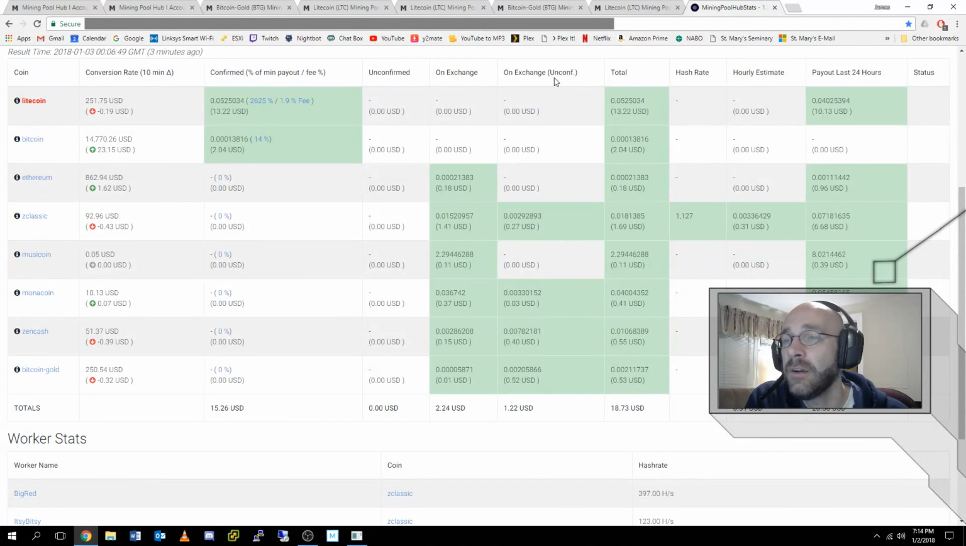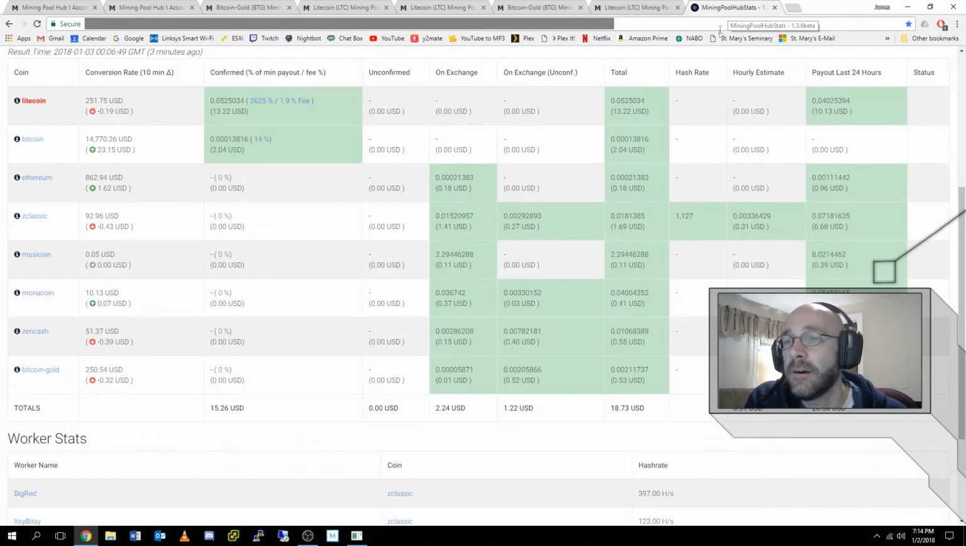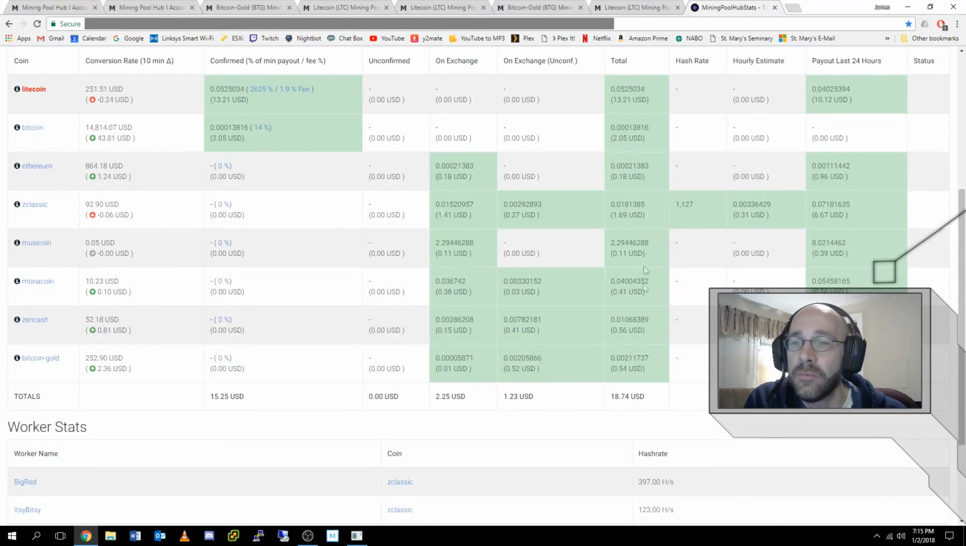On exchange unconfirmed is this one right here. So anything that's in these parentheses is being reflected in that column. We're still waiting for that to go on exchange. And then here's the total amount that has been mined. That just gives you some idea of what it is. This one they don't have on MiningPoolHub, so it's nice to have this total amount here.